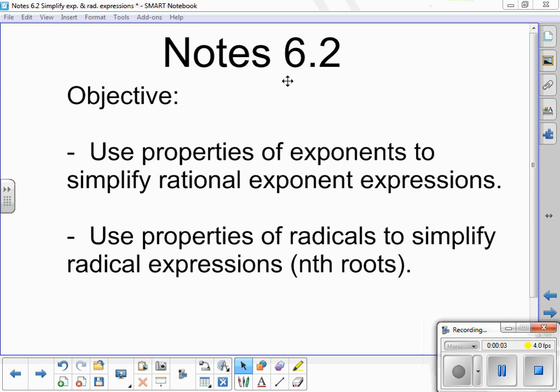Here's your notes for 6.2, using properties of exponents to simplify rational exponent expressions and using properties of radicals to simplify radical expressions. Since the last section, we learned how to transform exponent expressions into radical expressions. You can use these interchangeably if you want. If you know these properties better and you have a radical, you can always transform it into this and then use these properties. Or you can transform these into radicals and then use properties of radicals.